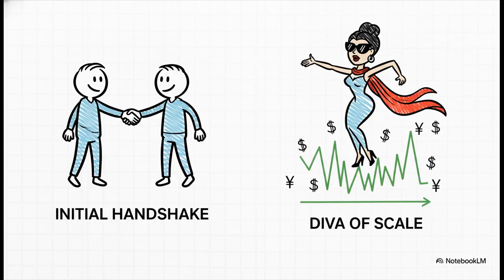And our source material uses this fantastic analogy. Covariance is like that first handshake. It's an introduction. But its value can be all over the map. It's a diva because its scale makes it really hard to interpret. If one asset is in dollars and another is in yen, the number can be huge, even if the relationship is weak. So what we need is a better, more reliable tool.